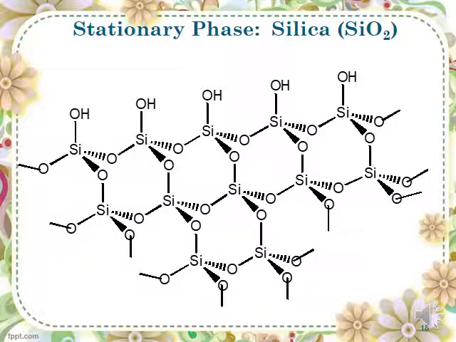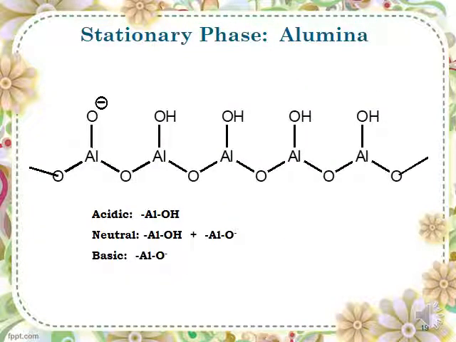So this is the silica for thin layer chromatography, the stationary phase. This is the alumina. Remember, alumina can be either acidic, neutral, or basic. To make it acidic, we have the aluminum OH group. To make it neutral, we have aluminum hydroxyl groups and also aluminum oxide groups. Basic is made only of aluminum oxide, so we don't have this upper part here, only the lower part. The presence of this will indicate whether it's acidic, neutral, or basic.